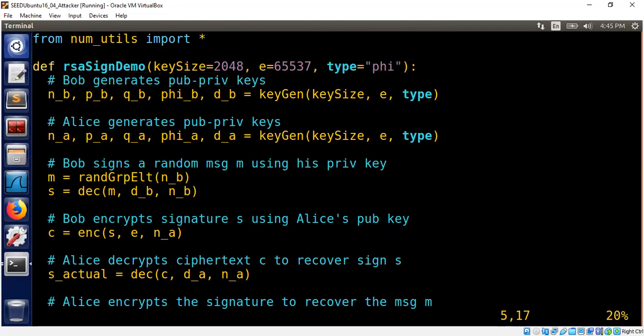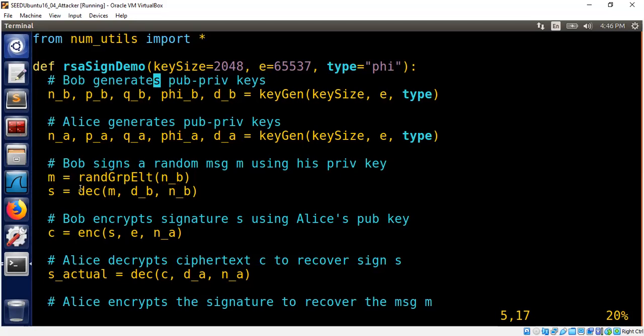Bob generates public-private key pairs. Everything that has the suffix B denotes Bob. NB is the public modulus, and E is the same, 65,537. So this is EB and EA; they are both the same anyway. This is Alice's public modulus and her private parameters. DB is Bob's private key, DA is Alice's private key. For demo purposes, let Bob sign a random message. He randomly selects a message from the group, bounded by his modulus NB.